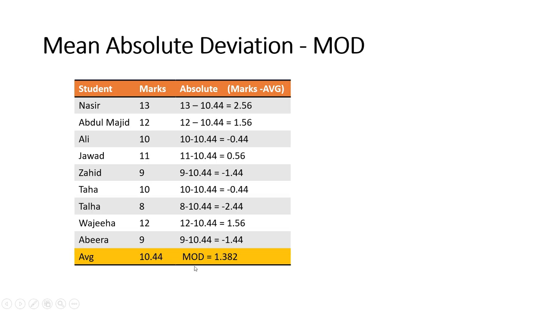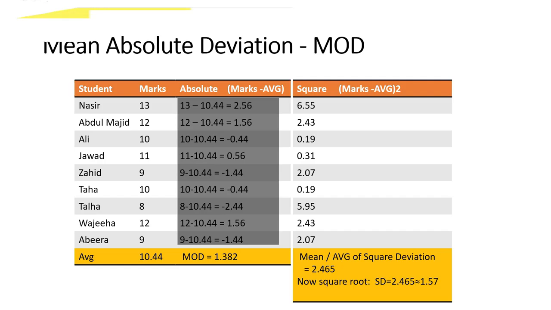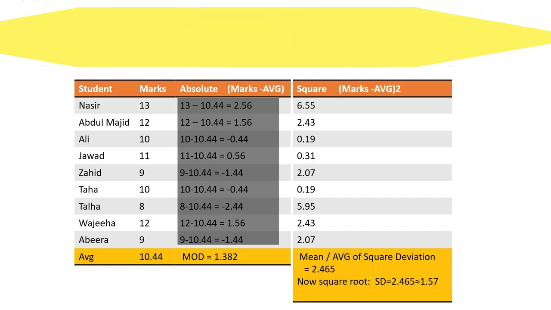Okay, and that is divided by the total, so the mean will come to 1.382, and make sure that this is the absolute value. We will basically ignore the negative and treat it as positive. So the MAD, that is the mean absolute deviation, is the overall sum of all these absolute values after subtracting from the average, divided by the count.